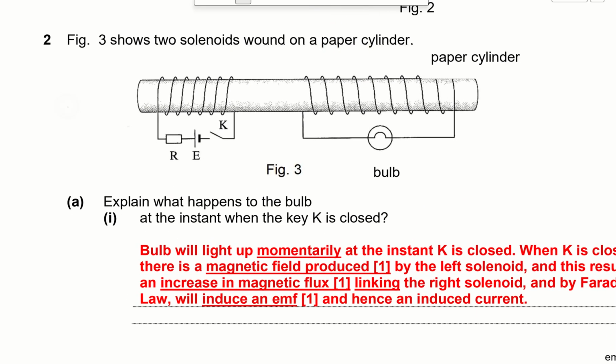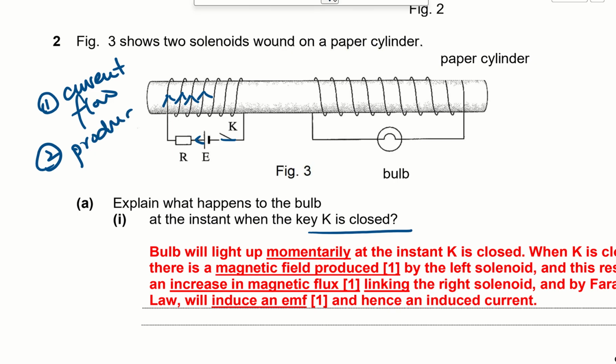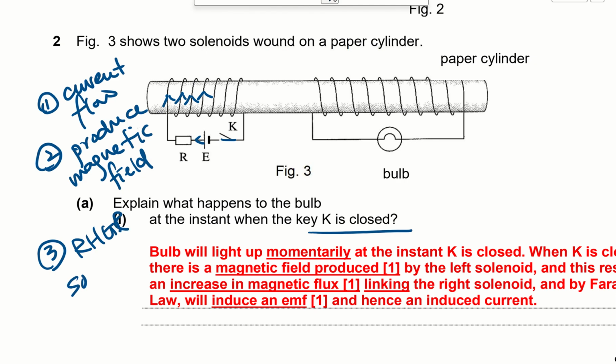Okay, question 2, we see that there are actually two coils. What happens to the bulb at the instant when the key K is closed? When it's closed, there will be current flowing, right? So if current flows, number 1 is current flow, number 2 is it produces a magnetic field, right? Because whenever current flows, you produce a magnetic field.